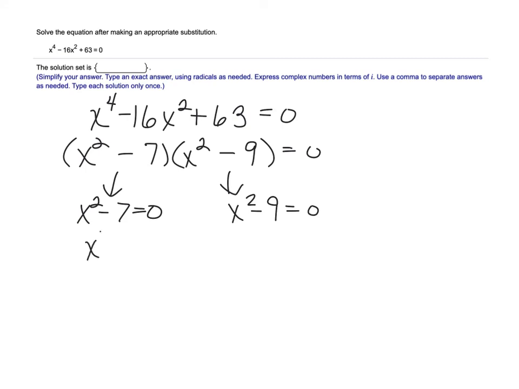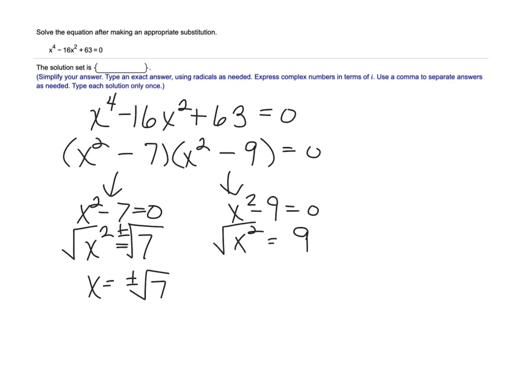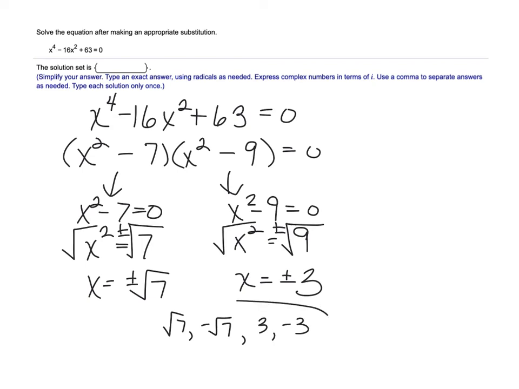So we're going to have to use the square root property. Add 7 over. You have x squared, so if you square root both sides, do not forget you have to do plus and minus. So x equals plus and minus the square root of 7. And same thing here. Add 9 to the other side. Square root. X equals plus and minus 3. Okay, so we have 4 answers. It would be the square root of 7, negative square root of 7, 3, and negative 3.